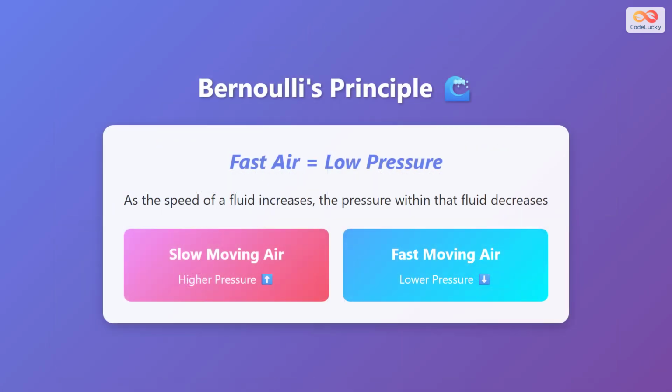The key to understanding lift lies in Bernoulli's principle, a fundamental concept in fluid dynamics discovered by Daniel Bernoulli. This principle states that as the speed of a fluid increases, the pressure within that fluid decreases. In simpler terms, fast-moving air creates low pressure, while slow-moving air creates high pressure. This inverse relationship between speed and pressure is crucial for flight. When air moves at different speeds over different parts of a wing, it creates pressure differences, and these pressure differences are what ultimately generate lift.